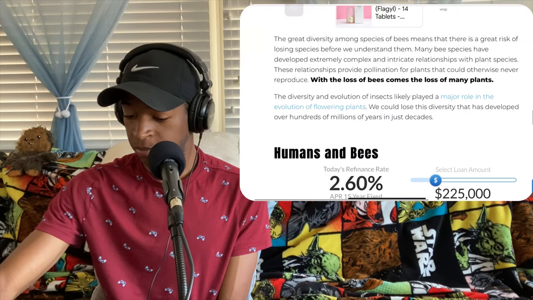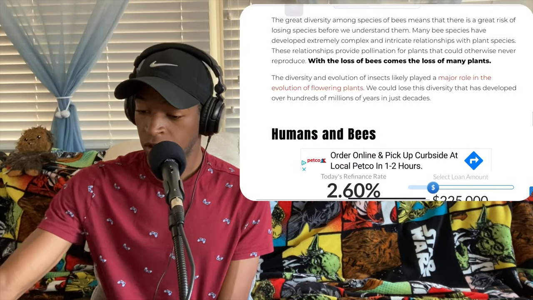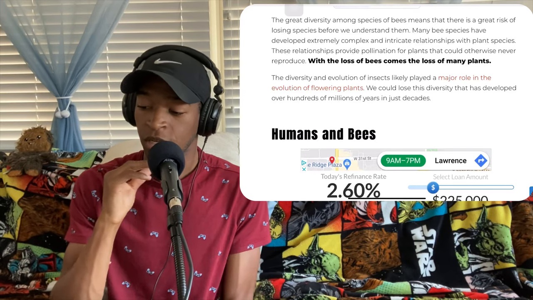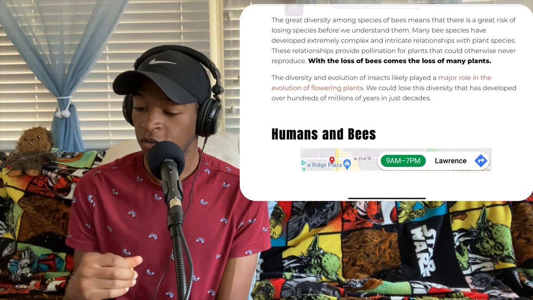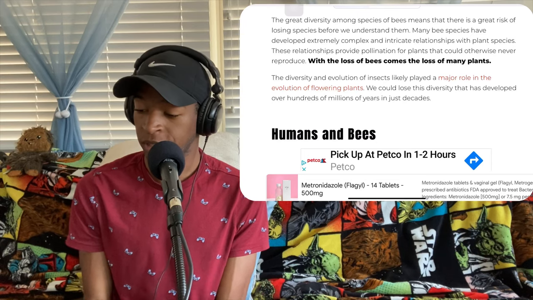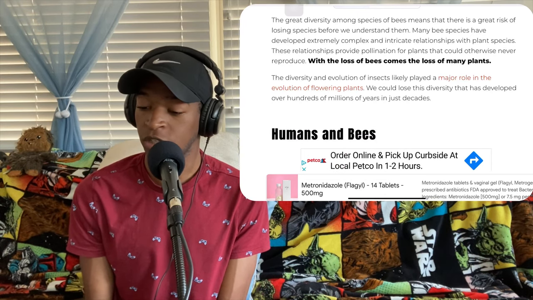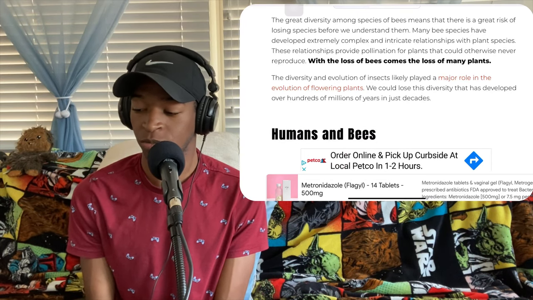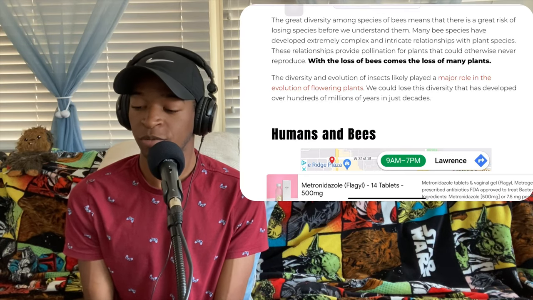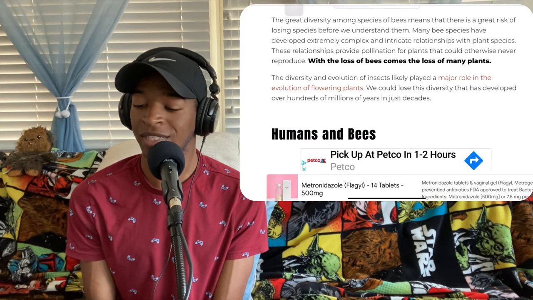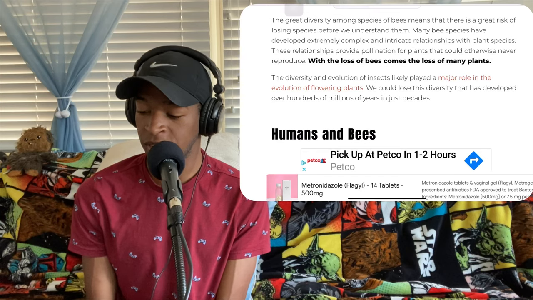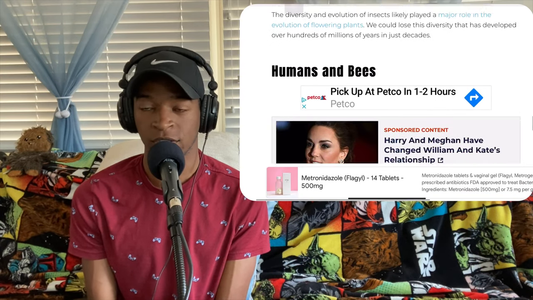And why do bees matter? Let's read this as well. The great diversity among species of bees means that there is great risk of losing species before we understand them. Many bee species have developed extremely complex and intricate relationships with plant species. These relationships provide pollination for plants that could otherwise never reproduce. With the loss of bees comes the loss of many plants.